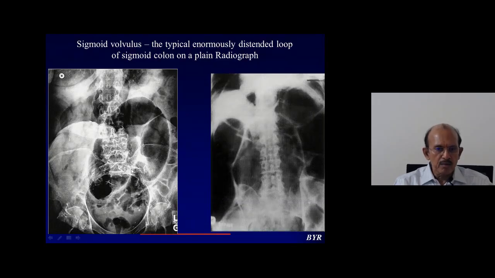There is a septum in between two loops. This is the ascending limb of the sigmoid. This is the descending limb of the sigmoid. There is a septum in between. When you take this whole thing, it is an oval, bean-like structure with a central septum. So this is the coffee seed appearance.